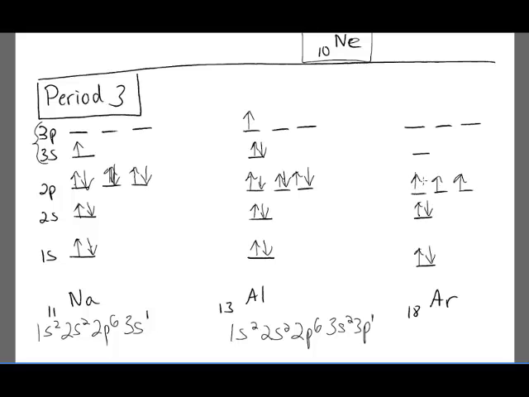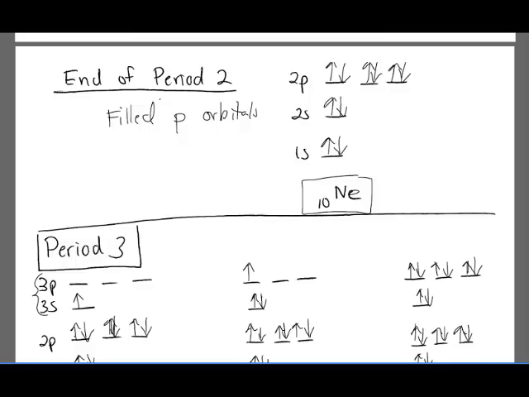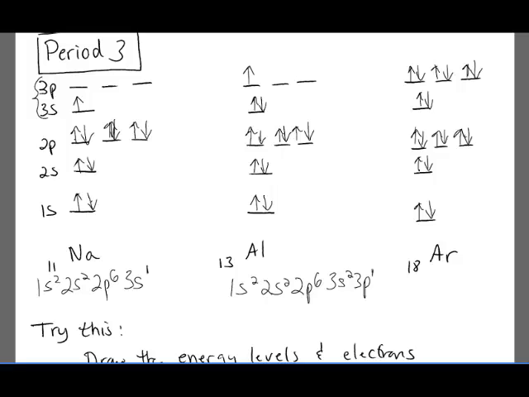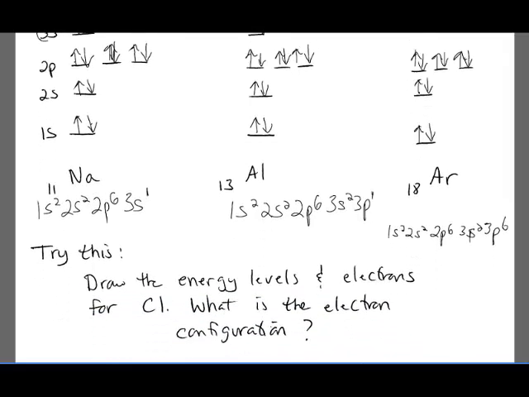Again, we start out as before, and when you count out 18, you will find that just like neon, you are going to have all the p orbitals filled. This time it's the 3p. For neon it was the 2p, and for the next row, which is argon, it's the 3p. And the full electron configuration here is 1s2, 2s2, 2p6, 3s2, 3p6.